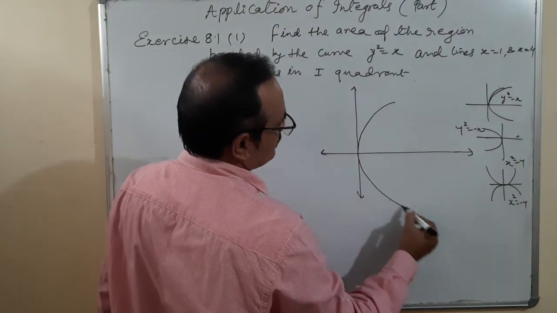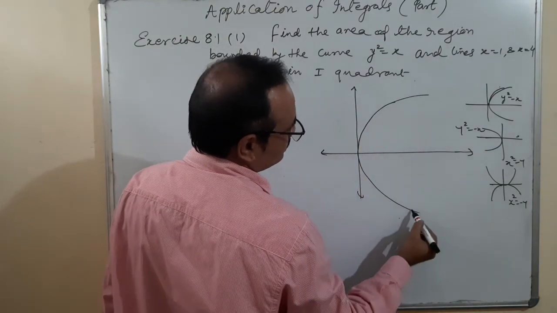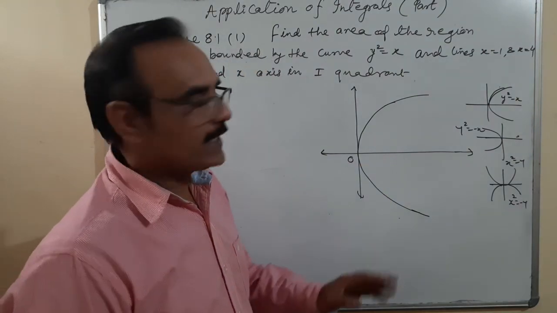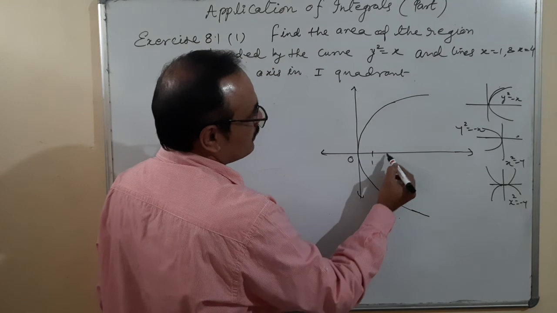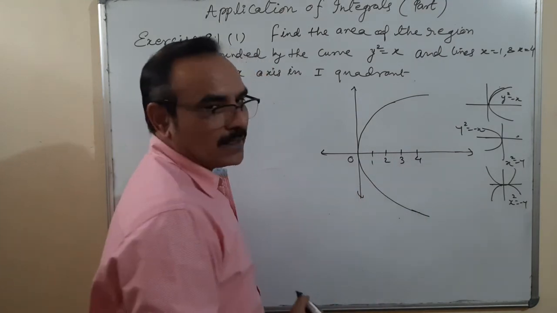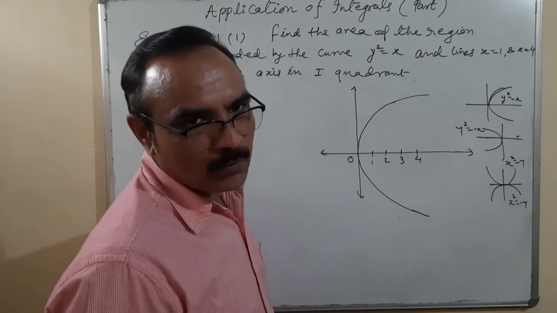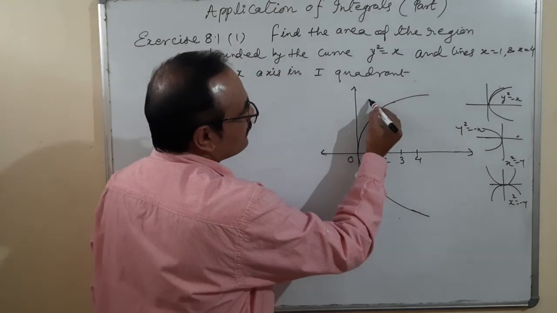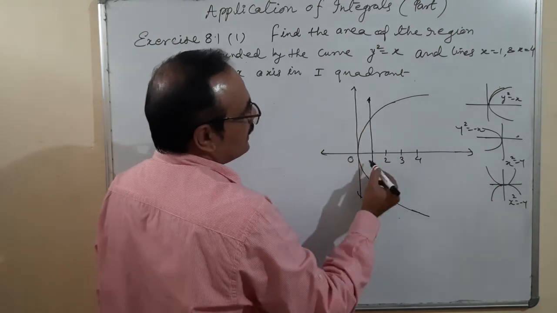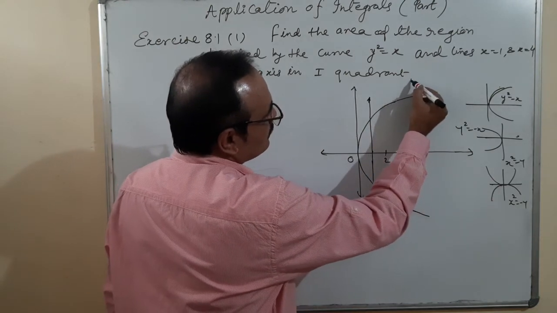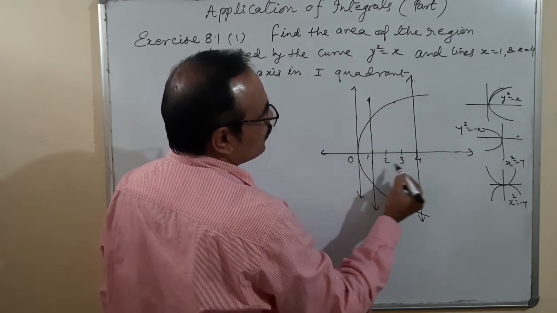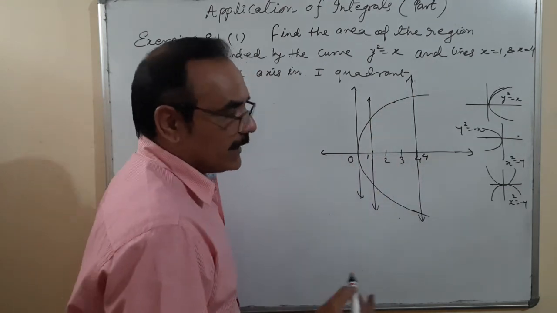So y square is equal to x is a parabola. Okay. Line x is equal to 1. What does it mean? What's the meaning of it? Parallel to the y-axis passing through point 1. So this is the line parallel to the y-axis. And line x is equal to 4.